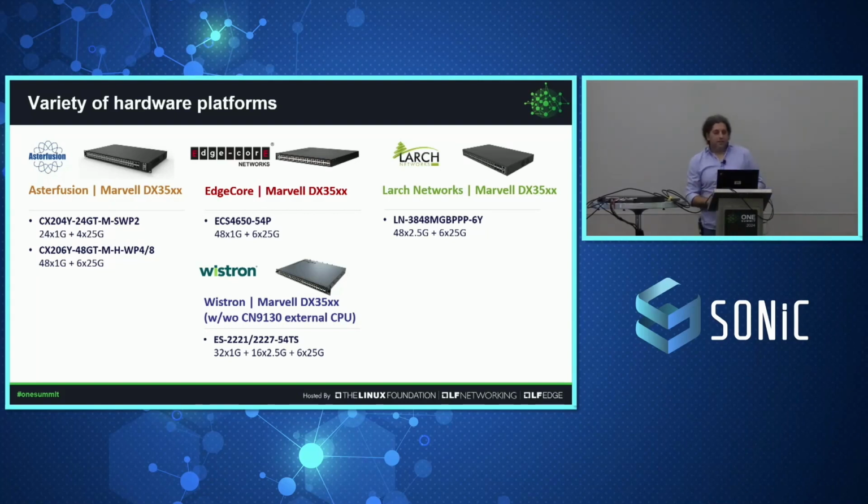Okay, sorry about that. So like I said, we have multiple platforms already supporting this idea based on Marvell chips. We have AstroFusion, EdgeCore, Larch, Winston, and even additional vendors, right? Already implementing it. And it varies from connection to older Wi-Fi that supports 1 gig and 2.5 gig, but it is also ready to go, like I said, to Wi-Fi 7 doing 10 gig.